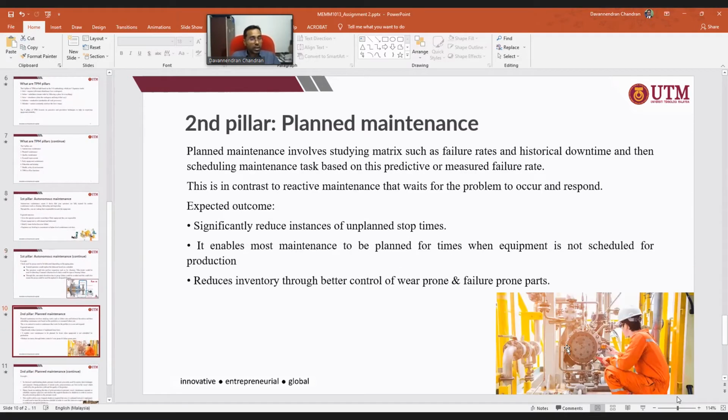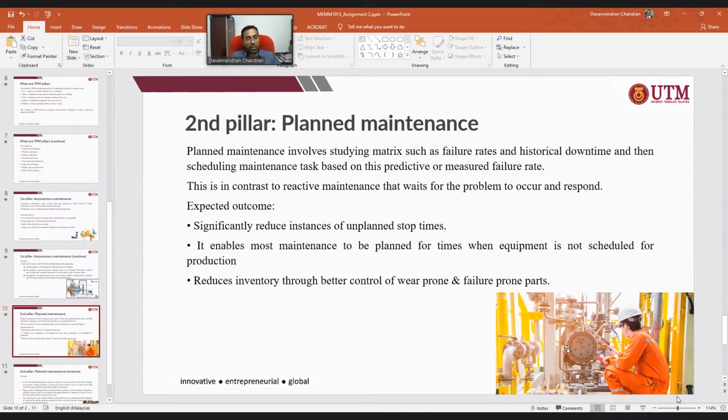So the second pillar is planned maintenance. What it means is it involves studying the metrics such as the failure rates and the historical downtime. From there, you schedule the maintenance tasks based on the studied predictive or measured failure rate. This is in contrast to reactive maintenance. Reactive maintenance means when something has failed, then you respond to it, then you go and fix it. Planned maintenance means you have already predicted that, based on the historical record, this system needs to be overhauled or repaired. You will have a timeline when you need to do that.